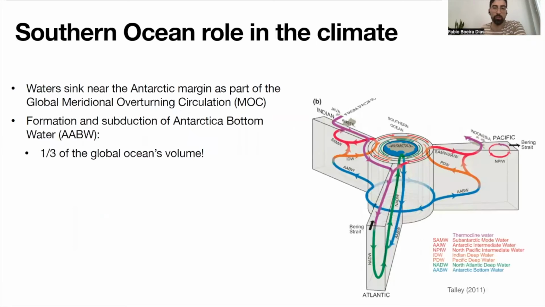So basically, you know that the Southern Ocean has a pretty large role in the climate system, basically because of the formation and subduction of Antarctic Bottom Water, which is one of the densest water masses in the global ocean. And this water mass sinks downslope around the Antarctic continent and fills a very large part of the ocean abyss as part of the global overturning circulation.